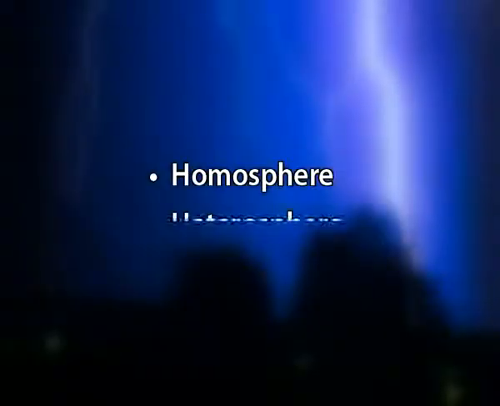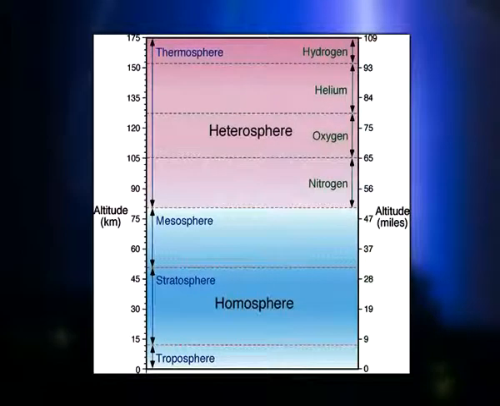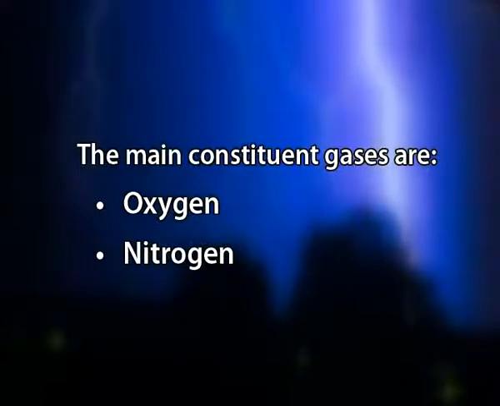Now, the composition of atmosphere. The atmosphere is broadly divisible into two vertical regions on the basis of chemical composition. These are homosphere and heterosphere. The homosphere represents the lower portion of the atmosphere and extends up to the height of 80 to 100 kilometers from sea level. The main constituent gases are oxygen and nitrogen.